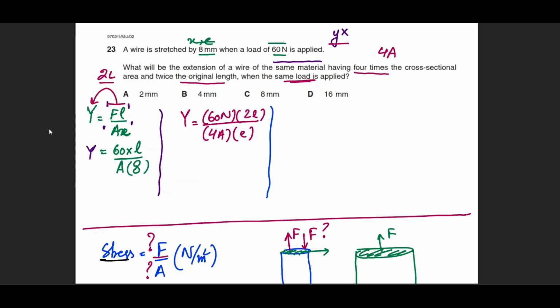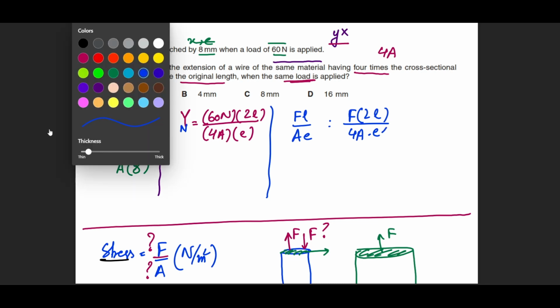So I know that the old Young's modulus and the new Young's modulus have to be the same, right? So I'm going to equate them both. FL divided by AE was the standard ratio, compared with the new situation. I'm not replacing force with 60 because I know it's going to be the same for both. This is 2L divided by 4 times the cross-sectional area multiplied by extension. Now this is E dash.